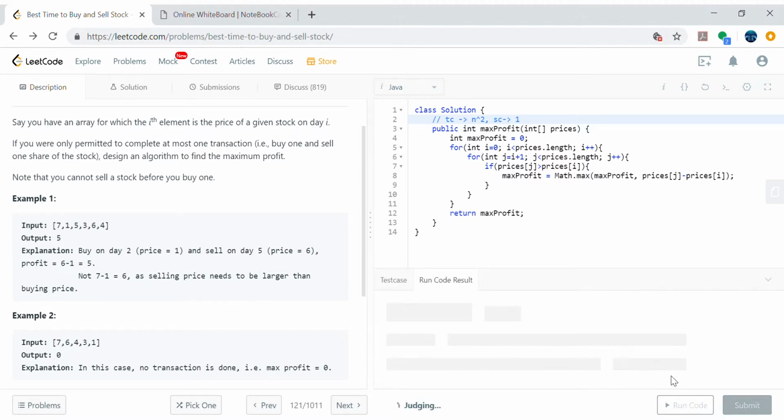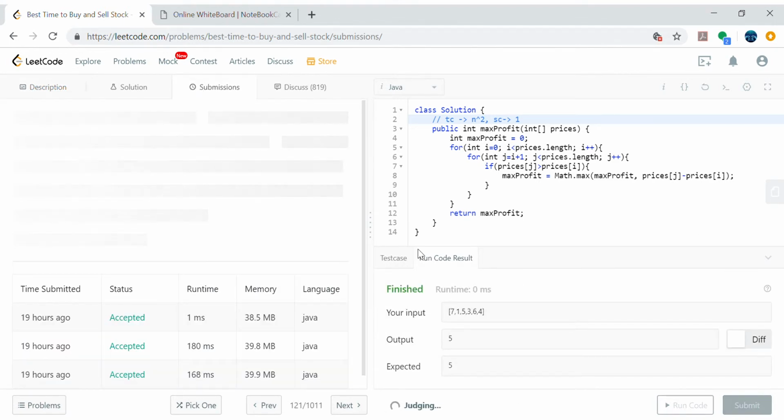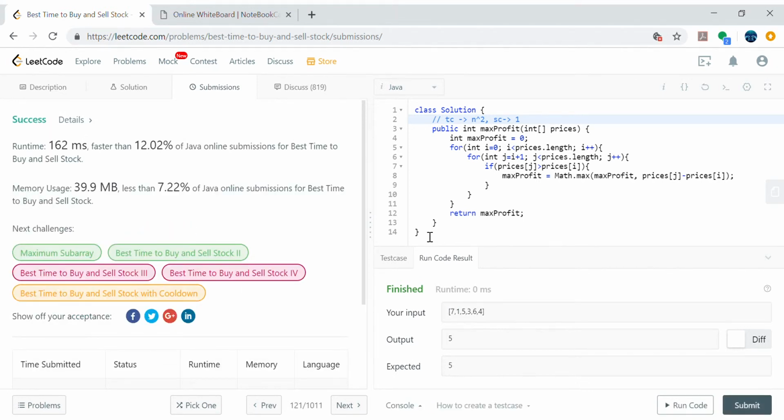So let's quickly check for compilation errors if there are any, and if there are none, then let's go ahead and try to submit this one.